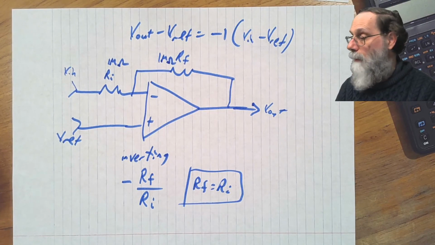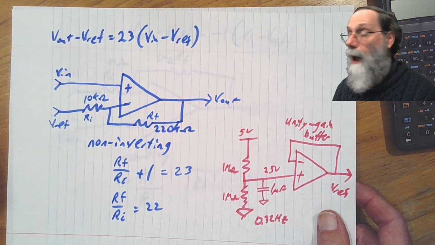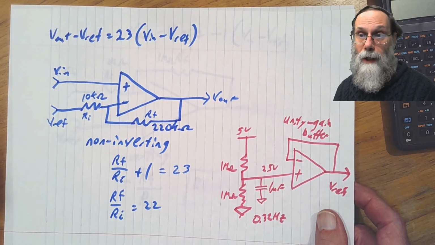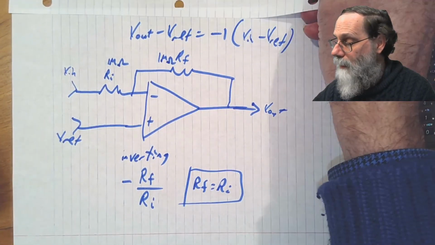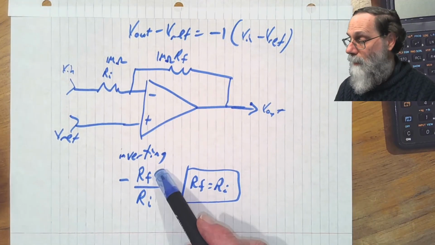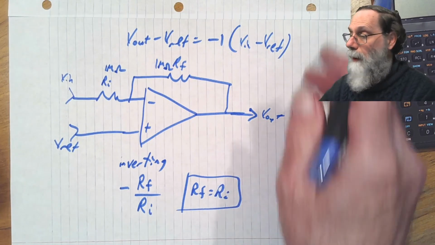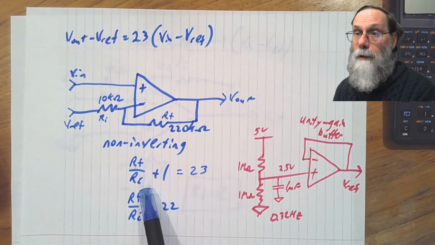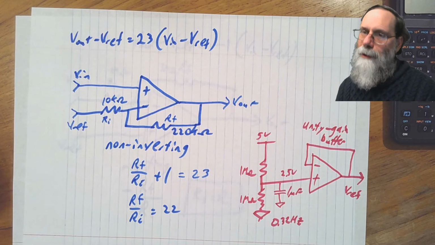Okay, so we've now looked at a positive gain amplifier, gain of 23, a unity gain amplifier, a very nice special case and one that is well worth memorizing, and a negative gain amplifier with a gain of -1. Now notice that this inverting formula can go anywhere from 0 to negative infinity. The non-inverting one is limited to +1 to infinity.